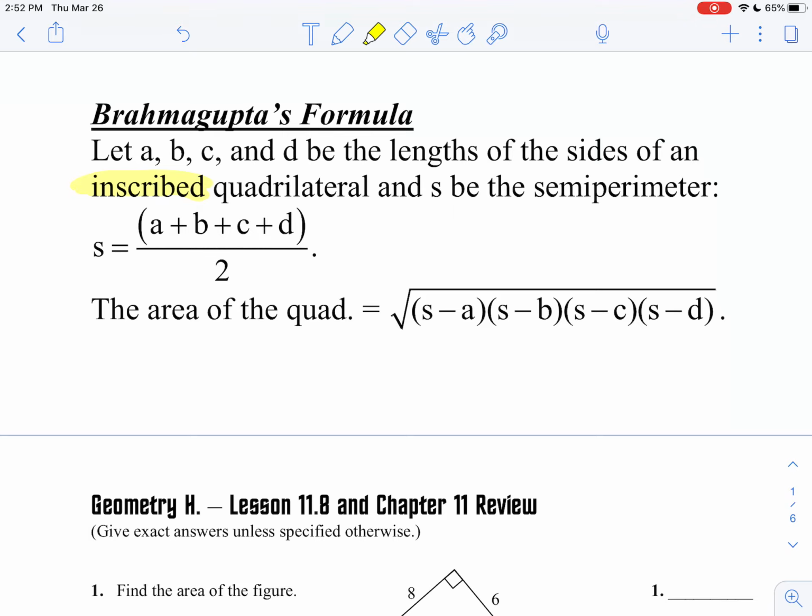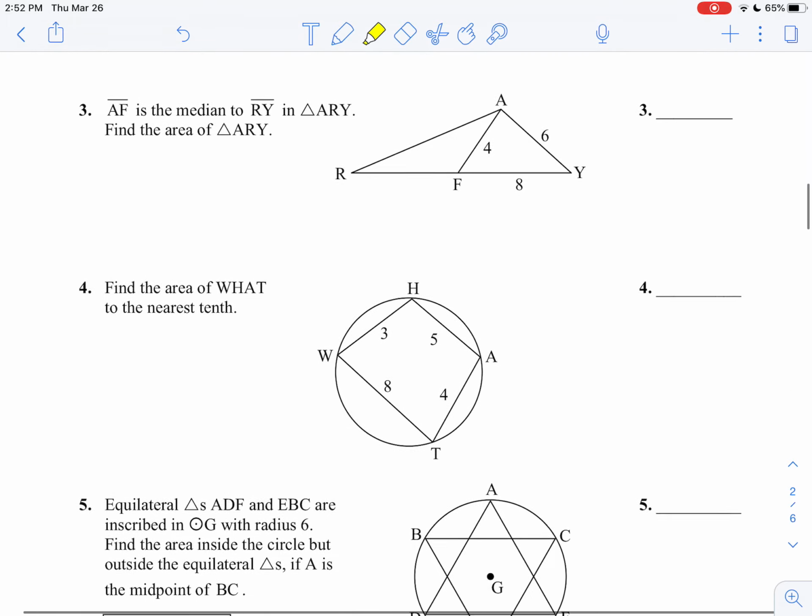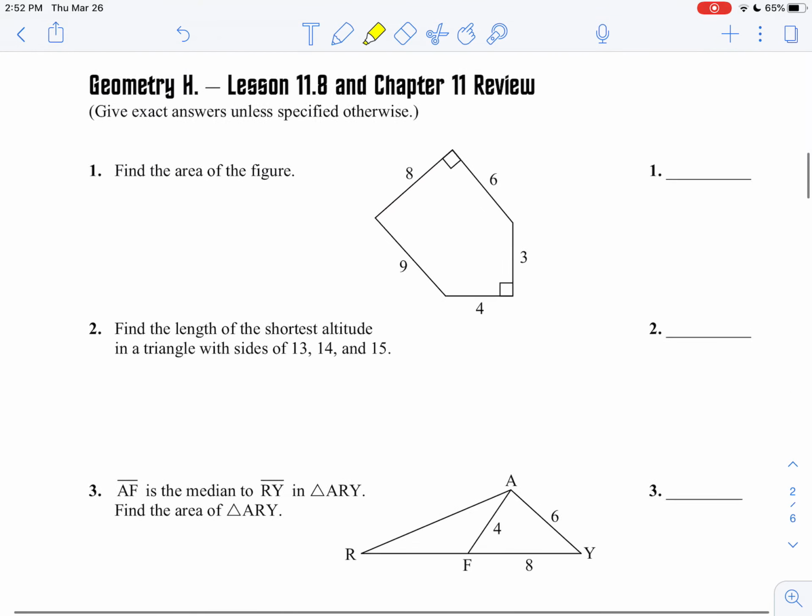So I think we'll take a look at problem number 1. We'll take a break and maybe come back for 2, 3, and 4. And we'll see how things go.